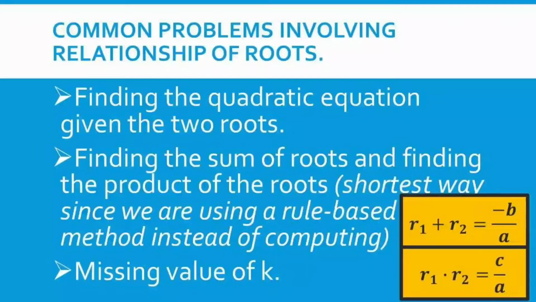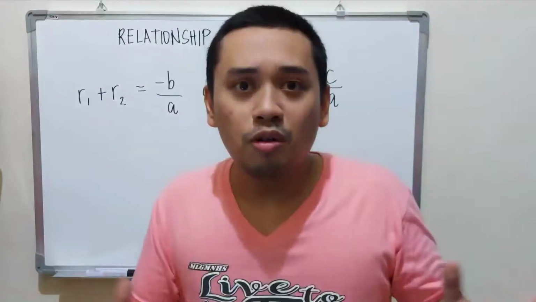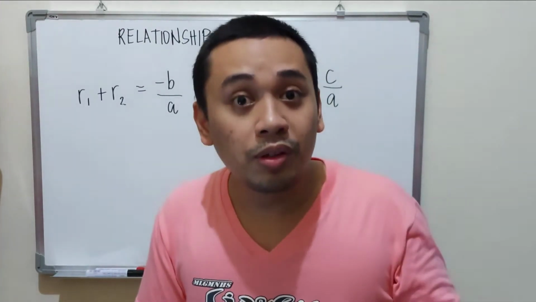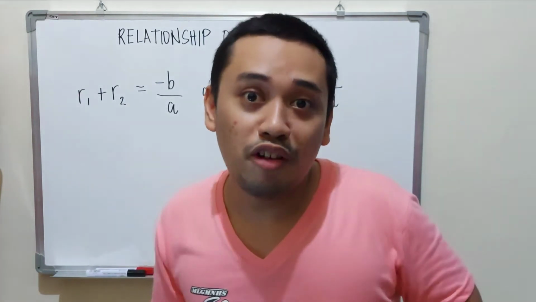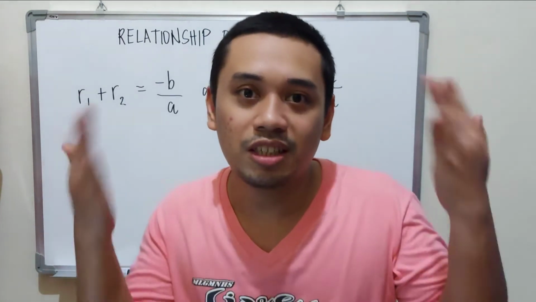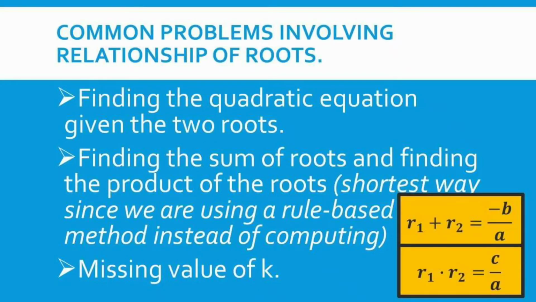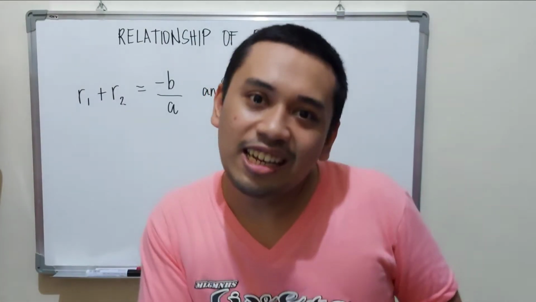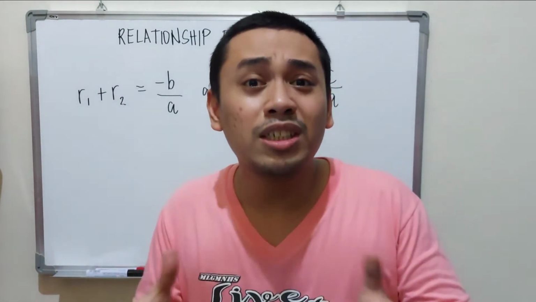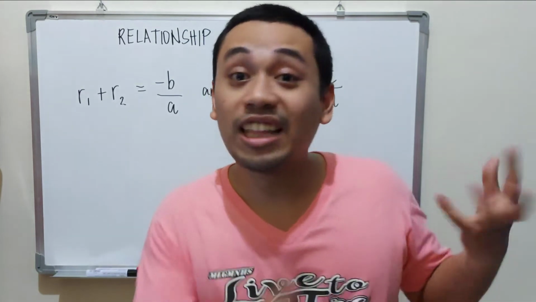This can be the shortest way since we are just using a rule-based method instead of computing. So, once we memorize the rule and the relationship of roots to coefficients, we might not need to solve anymore, since we can just think of what is stated in the two rules. And lastly, the missing value of k in any part of the quadratic equation. So, let's try to solve the problems which have been introduced in our previous slide.